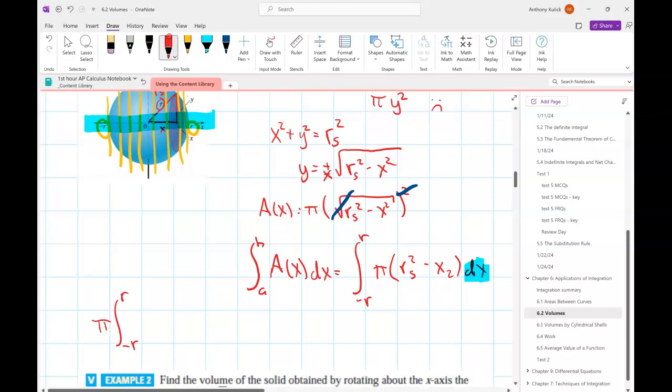Okay, so I'm going to then distribute my integral. So r is a constant, so I can distribute the pi through and then distribute the integration across. So far, so good.